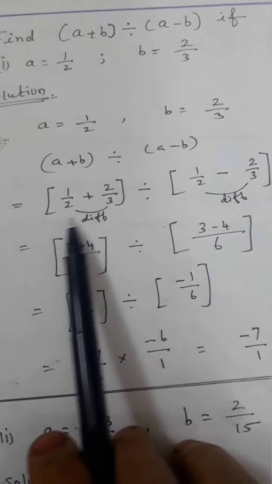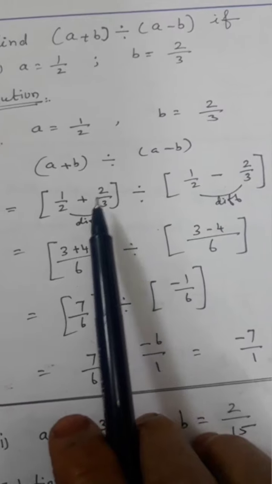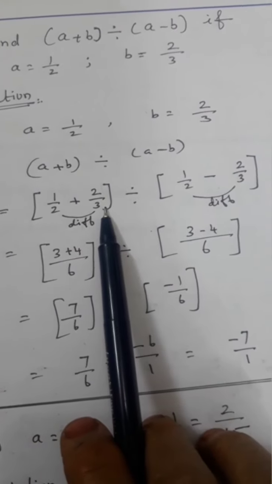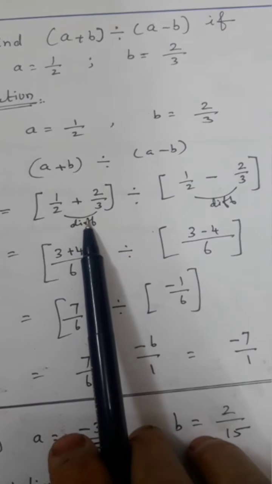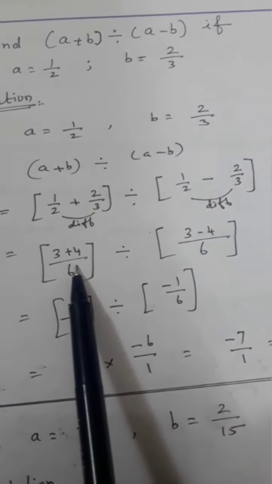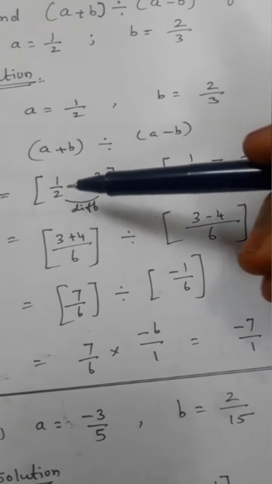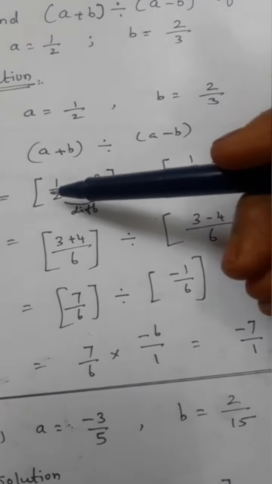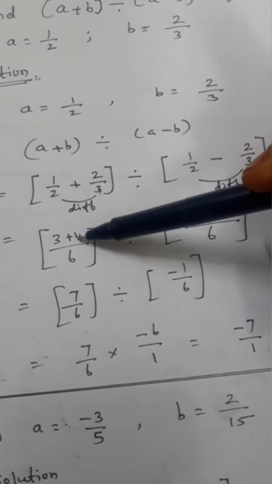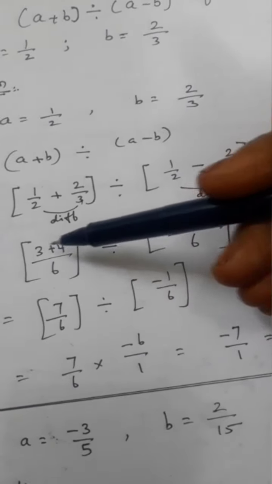Now the two denominators are different numbers, so take the LCM. Why take the LCM? Because the symbol in between is plus and the denominators are different, we must take the LCM. An easy method is cross multiplication: 2 threes are 6, the first multiple. Next, 1 three is 3, 2 twos are 4. You add: 3 plus 4 is 7 by 6.